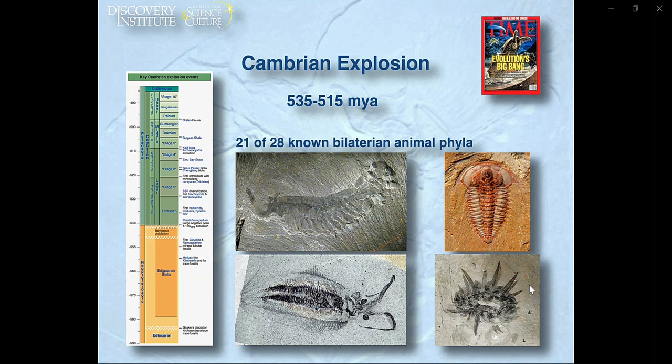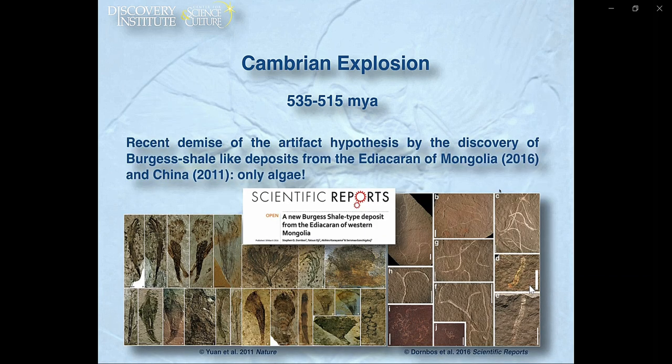Here you see some fossils, either from the famous Burgess Shale in Canada or from the Chengjiang locality in China. Evolutionists tried to explain away these fossils, and they said, well, it's just an artifact because there were no localities before that could preserve them. This has been refuted in recent years. We have found localities that have exactly the same type of preservation, like, for example, the Burgess Shale, and what we find there is just algae, but no animals at all.